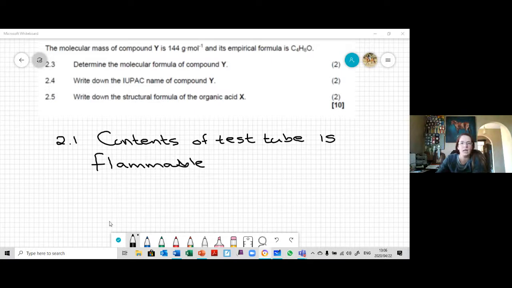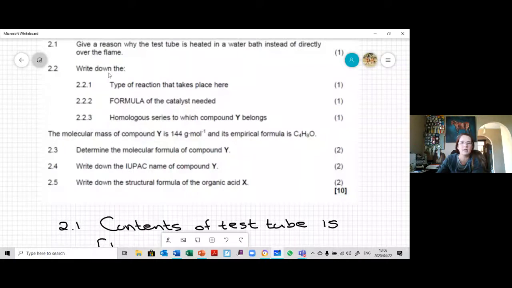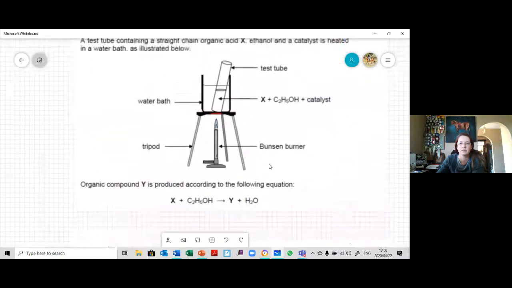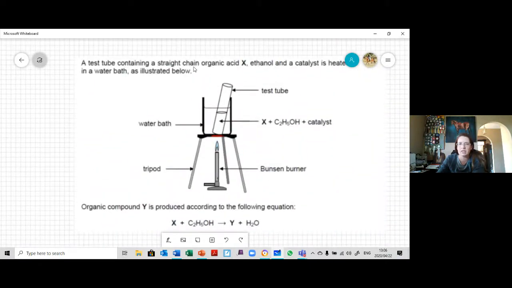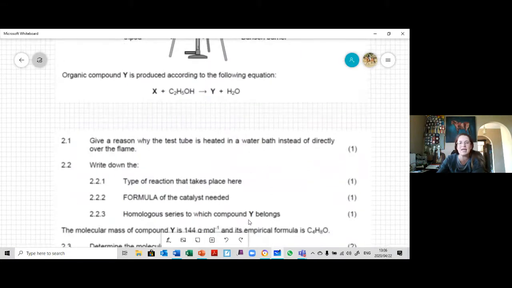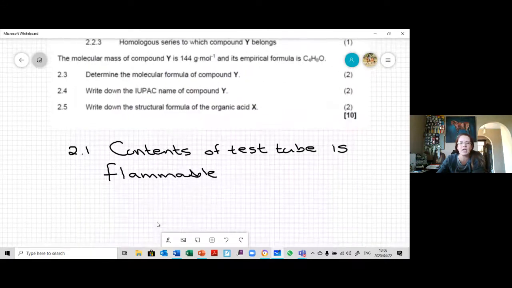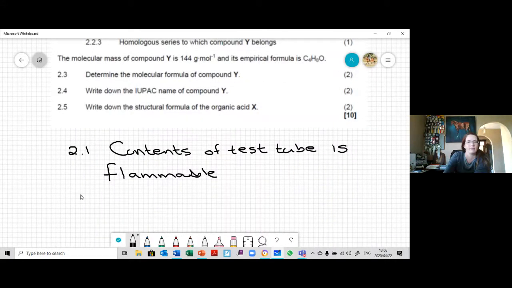Okay, next question. Write down the type of reaction, the formula of the catalyst, and the homologous series to which Y belongs. So, guys, organic acid and alcohol. Organic acid and alcohol means this is esterification. Right?